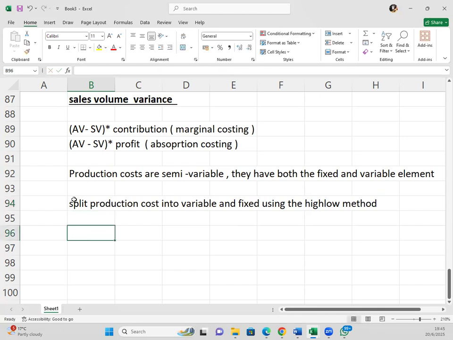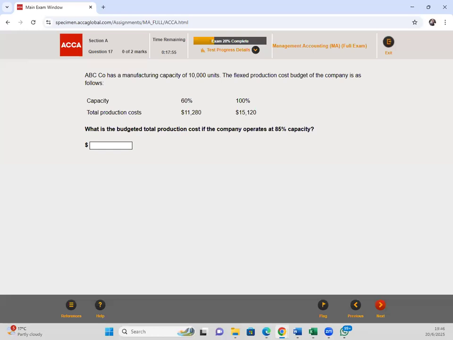So the high-low method says the variable cost per unit is equal to the difference in costs over the difference in units. So we were given the production cost for these two levels of output. The production cost was 11,280 and 15,120.